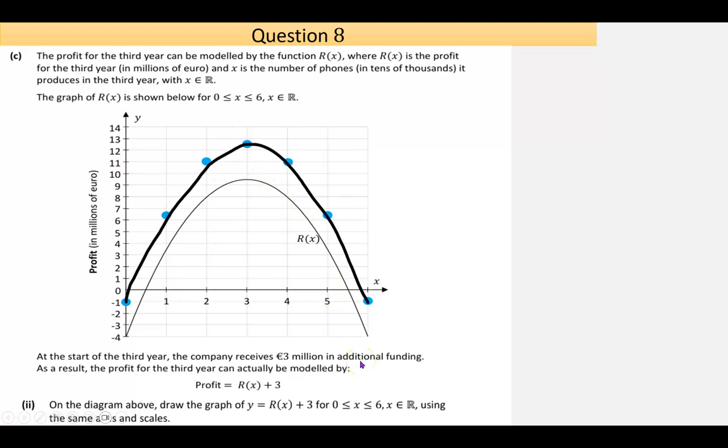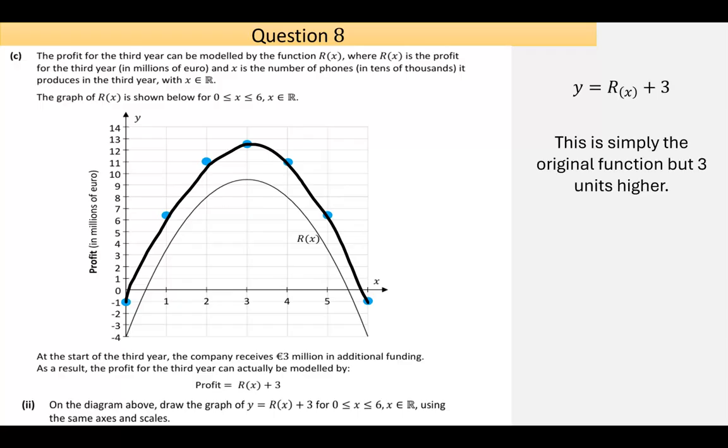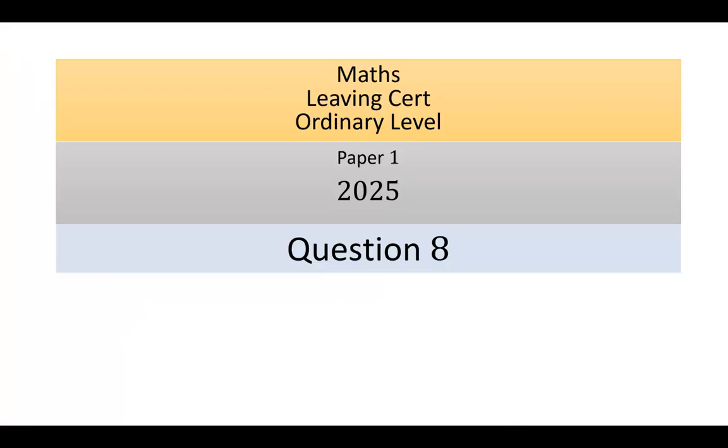Join the points together, and that's the actual model of their profit for that year, because the 3 million was extra, so it's still matching the same graph. It's the same thing. It's just plus 3. And that's it. Now that's the end of question 8.